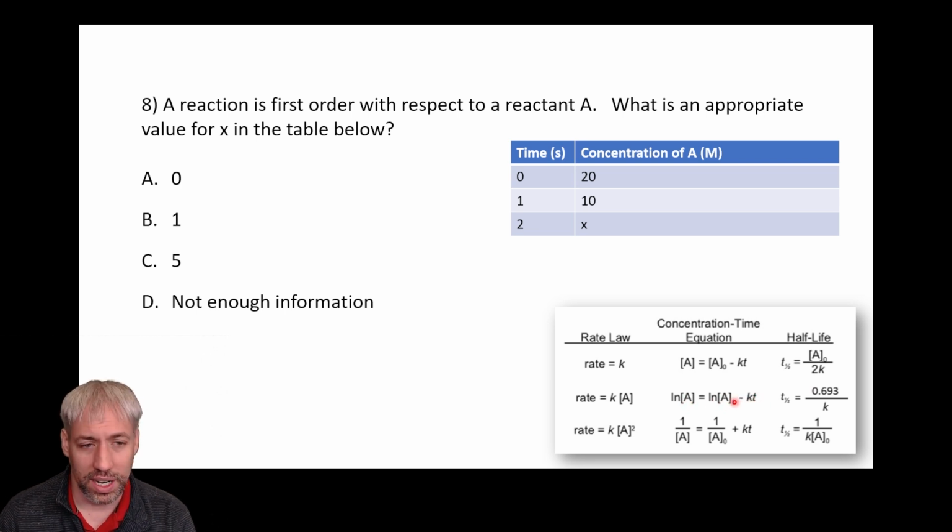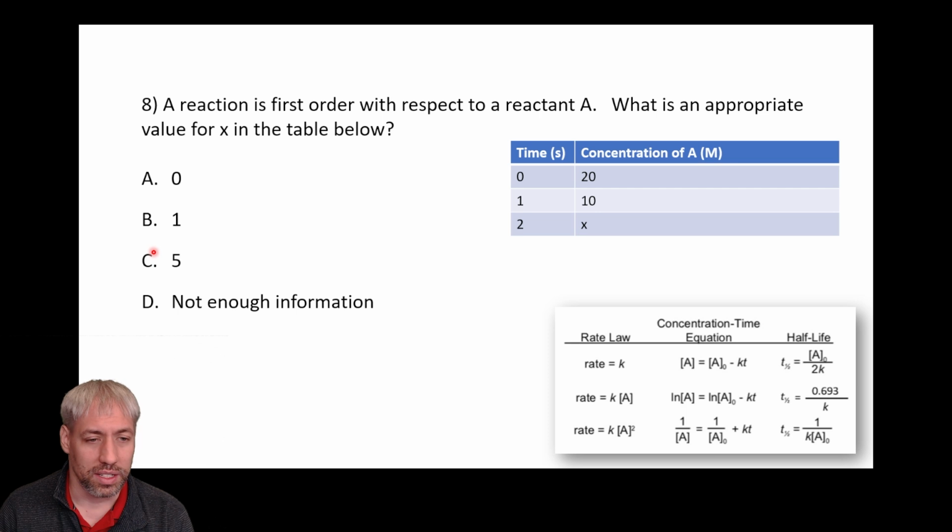If we determine a rate constant for this from this data set here, we could plug and chug our numbers in there. Or we could recognize that the half-life of this first order reaction is independent of concentration. And so if it changes by 10 in 1 second, that's the half-life, right? The half-life is 1 second. And so if we go 1 to 2 seconds, it's going to decrease by half again. And so the answer in this case is C.